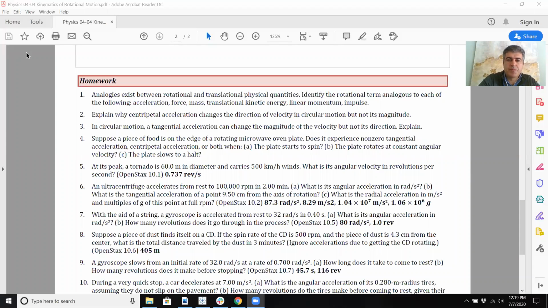So basically what you're going to say for some of these problems, for acceleration, we'll call that centripetal acceleration. Let me write that more nicely. Centripetal acceleration. Mass is not really going to change. That's just still going to be called mass. So we're not going to worry about that. Linear momentum, we're going to actually call that angular momentum, we'll do that tomorrow.